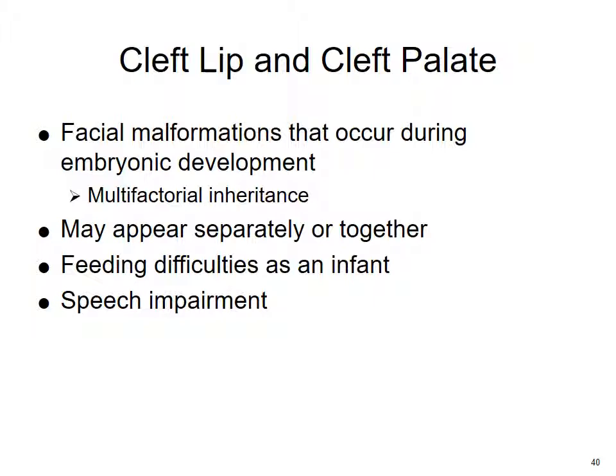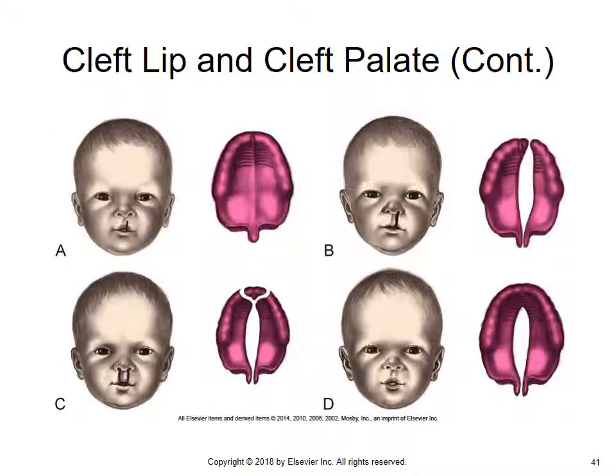Cleft lip and cleft palate. These are facial malformations that occur during embryonic development. There's many factors for it. We know that some teratogens, certain drugs, may make it more likely. Sometimes there's an inherited factor. Maybe mom or dad had this. They can have just a cleft lip, just a cleft palate, or both. There are associated feeding difficulties as an infant and often speech impairment as well, left untreated.